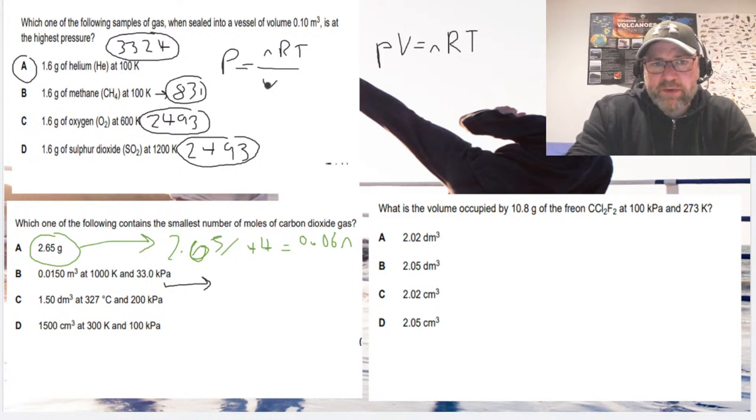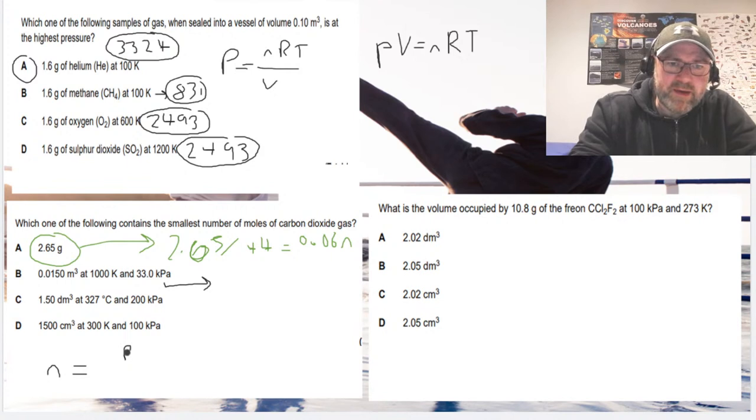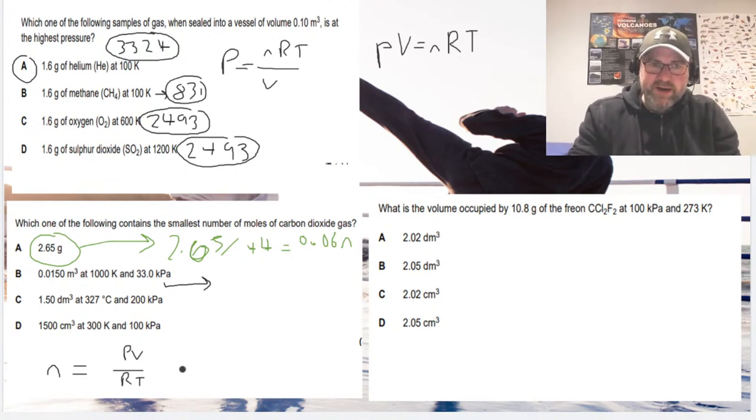Right, 0.05 meters, so we want to find moles. So if we want to find moles, we're going to rearrange, for these ones, we've got all the temperatures and everything. So we need to use the ideal gas equation. And we need to look at n is equal to PV over RT. So PV over RT, yeah, n is equal to PV over RT. So let's hit it. So pressure times volume.